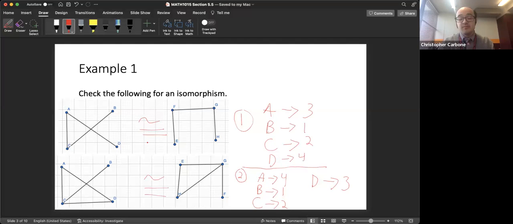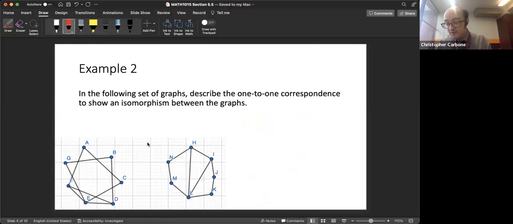And by the way, I should make note that while I did write these one-to-one correspondences here, these are not necessarily the only one-to-one correspondences. So there can be more than one pairing of these. For these two, let's check to see if they correspond for an isomorphism.